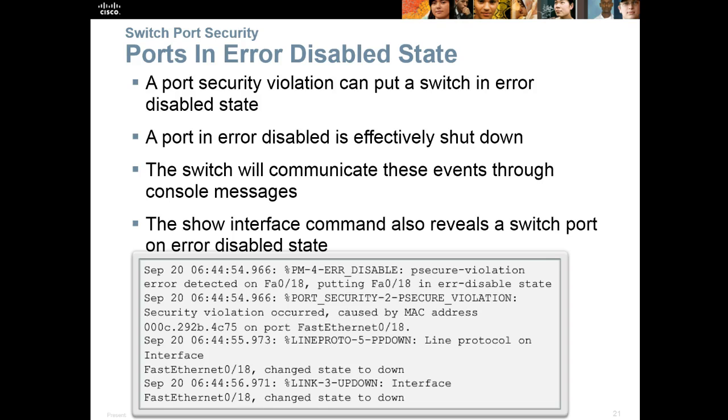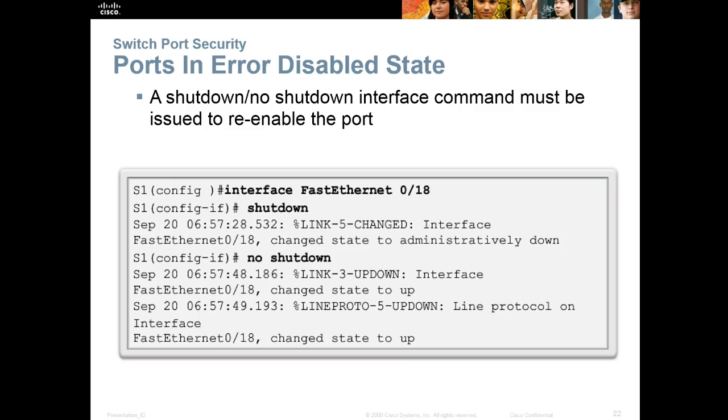But the port error disabled doesn't work, and you have to go in and show the port, and then when you see what's down, you can shut down the port, bring it up again, and reset the security. All right? And that's shutdown and no shutdown. That's the only way to fix a security violation.